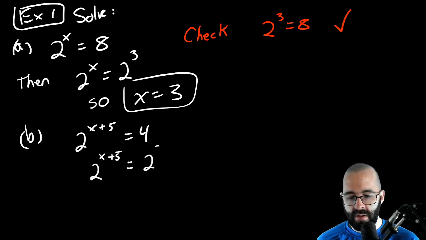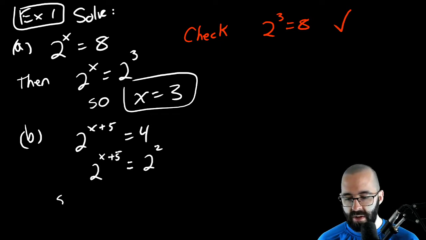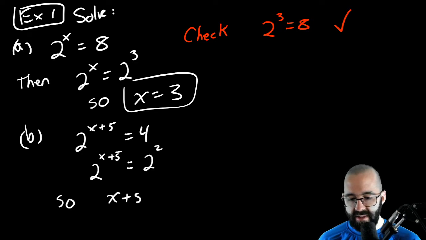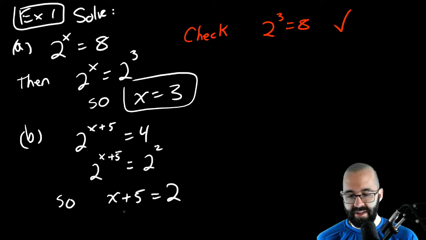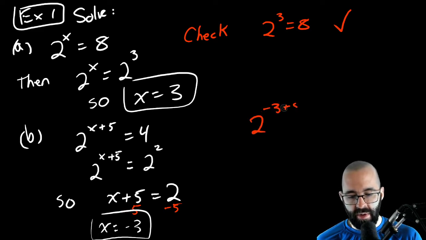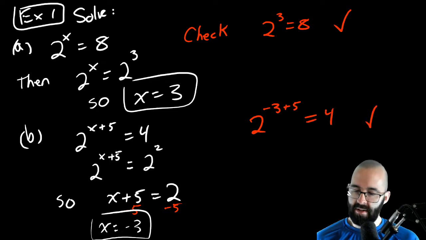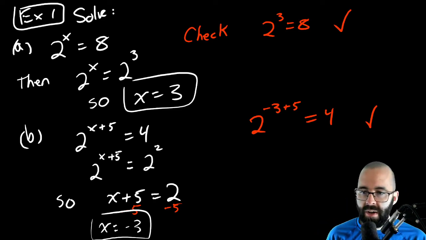4 is 2 squared. So, because the exponential functions are one-to-one, those exponents, the insides of these functions, have to be equal. And now we can solve this equation, no problem. x is -3. If we check our answer with a calculator, that exponent becomes +2, and 2 squared is indeed equal to 4.